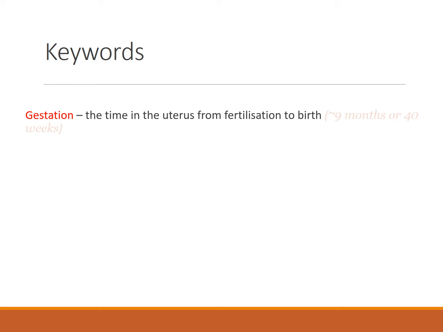Gestation is basically the time in the uterus from fertilization to birth. So it's the time it takes for the egg and that sperm cell to develop and eventually then a child or children be born if you're having more than one child. So that takes around 9 months. It takes around 9 months or 40 weeks. Okay, so gestation around 9 months or 40 weeks.